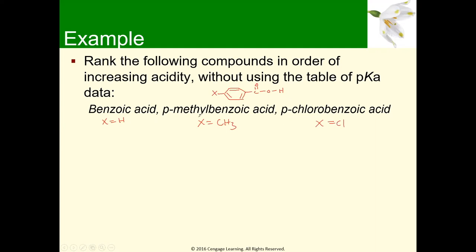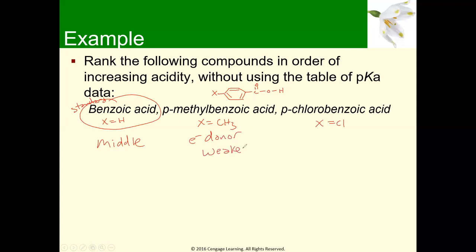So we need to think about, and again, this is going to be our baseline, our standard. I know that the benzoic acid is going to be in the middle. And I'm going to label one of them as stronger and one of them as weaker acids. So which is which? Well, the methyl, remember, is an electron donor. So we said that means it's going to weaken this acid. So it's going to be the weaker of the three.